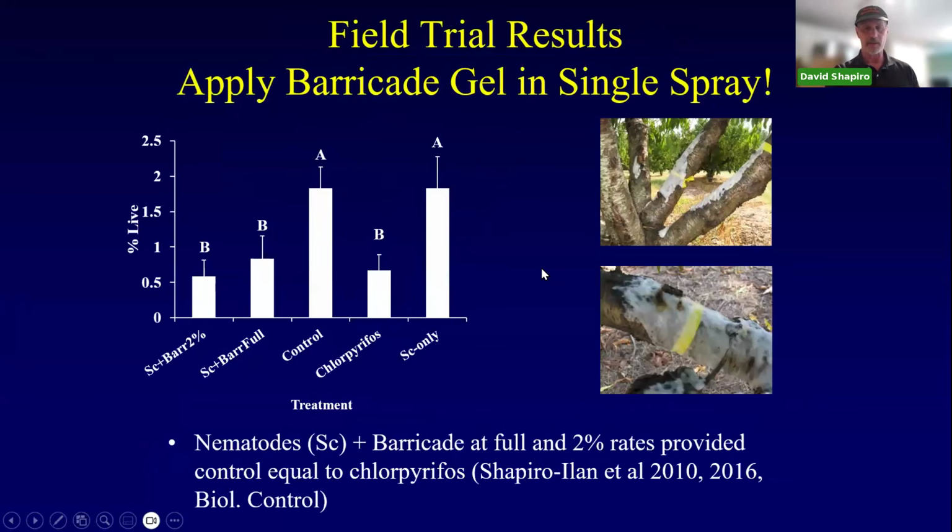And well, we screened a bunch of different formulations and came up with this Barricade gel. And this graph showing here, S. carpocapsae with Barricade at 2%, which means it can go right through the sprayer, or the full rate where you apply the nematodes and the Barricade on top, and you'll see a thick gel like shown here on the peach limbs. These did great in reducing the percent live lesser peach tree borer, but nematodes alone you can see failed, not different from the control. And our nematode treatments did just as well as chlorpyrifos, which was the standard chemical at the time. So this gel can really help in application of the nematodes.